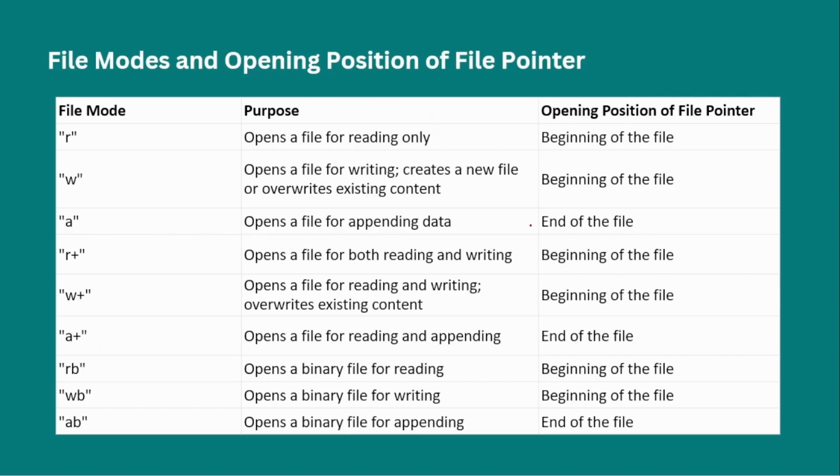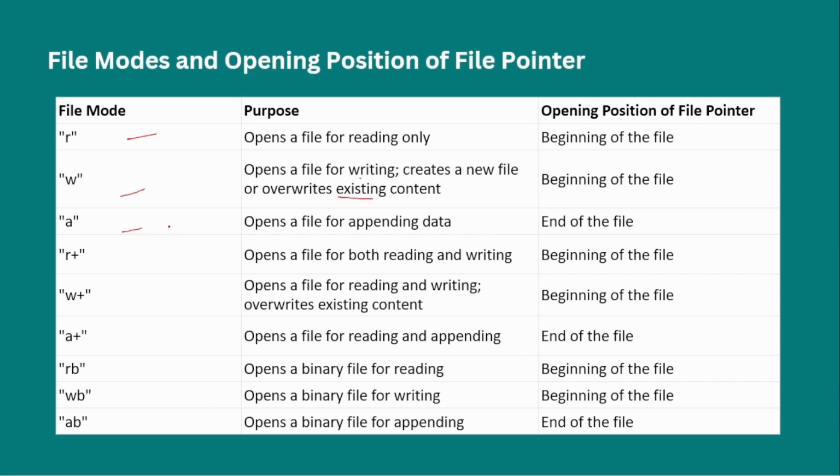So next is file modes and opening positions of the file pointer. When a file is opened in Python, the mode determines the type of operation that can be performed on the file. The mode also decides the initial position of the file pointer. If we open it in read mode, it opens the file for reading only and the pointer is at the beginning of the file. If we open it in write mode, it opens the file for writing, creates a new file and overwrites existing content. The pointer is at the beginning of the file.